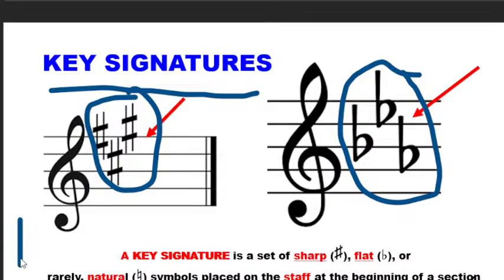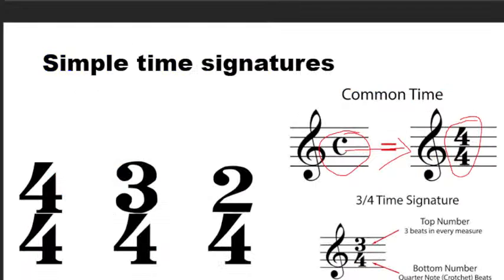Or when you find another one here, look like this. This one is called natural. This is the natural key. These are symbols placed on the staff at the beginning of each section of music. You will find them at the beginning together with the clef, either G clef or bass clef or F clef. These are very important elements in music.